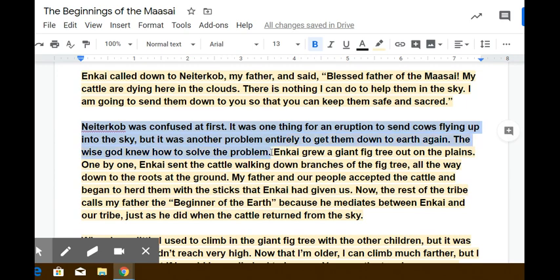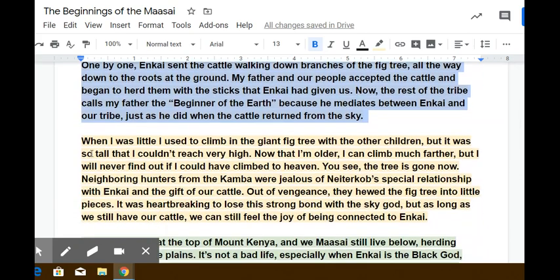But the wise god knew how to solve the problem. Enkai grew a giant fig tree out on the plains. One by one, Enkai sent the cattle walking down branches of the fig tree, all the way down to the roots at the ground. My father and our people accepted the cattle and began to herd them with the sticks Enkai had given us. Now, the rest of the tribe calls my father beginner of the earth because he mediates between Enkai and our tribe, just as he did when the cattle returned from the sky.